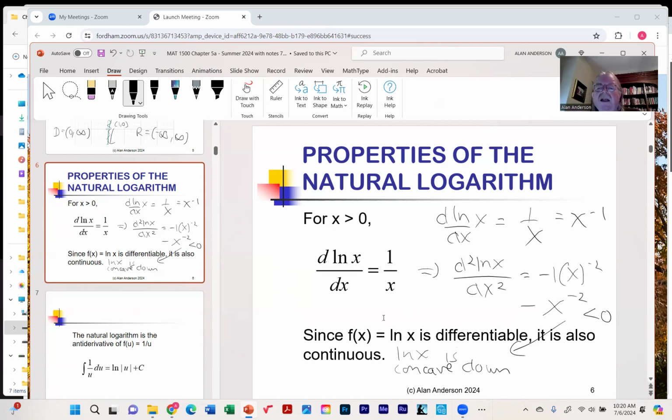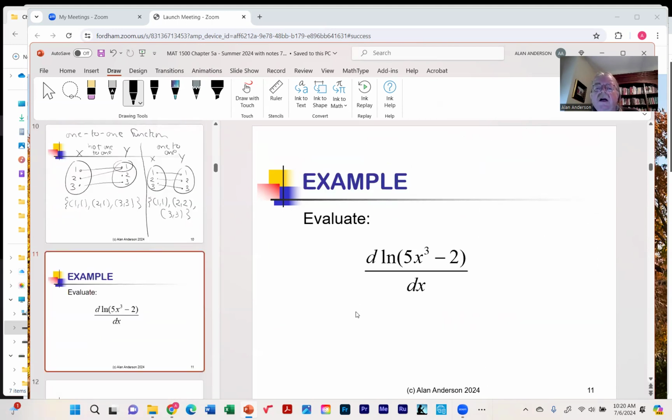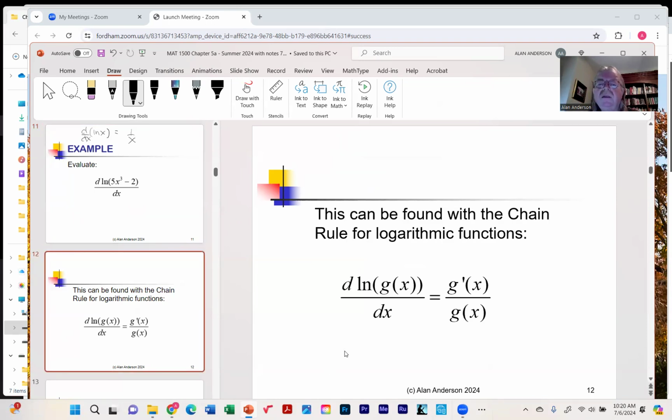Okay. All right. Anyway, now we're ready to start tackling derivatives. While we know already that dy/dx of log x is 1 over x, what about more complicated cases? What if we have instead a function of x? So the chain rule for logarithmic functions is stated right here. Instead we have log of g of x, and that gives us g prime of x over g of x. So this is a special case of the chain rule for logarithmic functions.